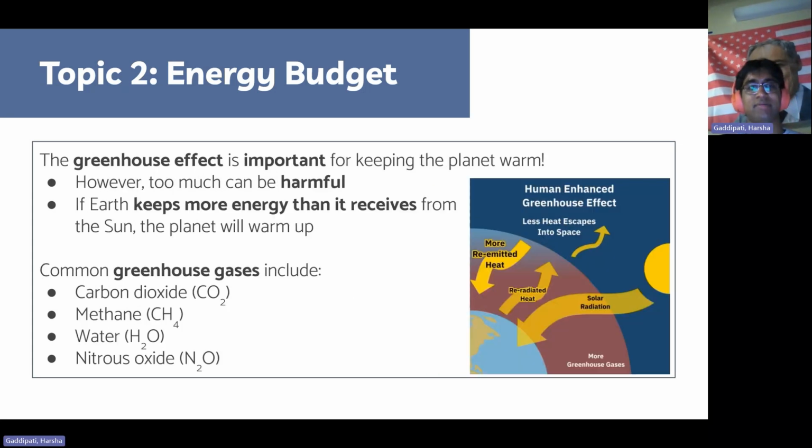Yeah, and the greenhouse effect is really important for keeping the planet warm because it takes the heat and puts it back. But it can also be harmful if it gets too much energy from the sun, because you want it to heat the Earth only to the ideal temperature. You don't want to heat it up too much. Common greenhouse gases include water, carbon dioxide, methane, and nitrous oxide. Again, if none of these terms make sense, definitely do a deep dive later after we post the slides.